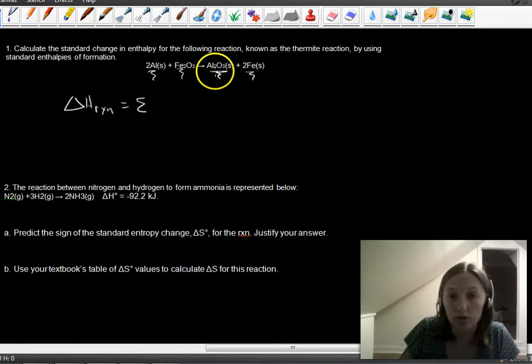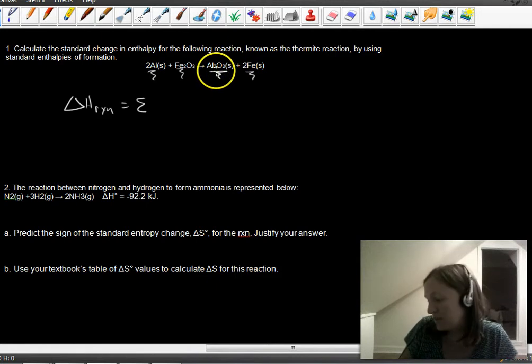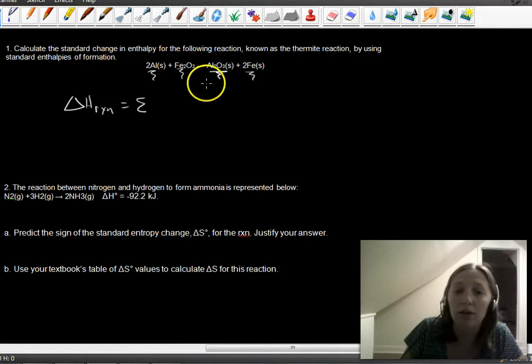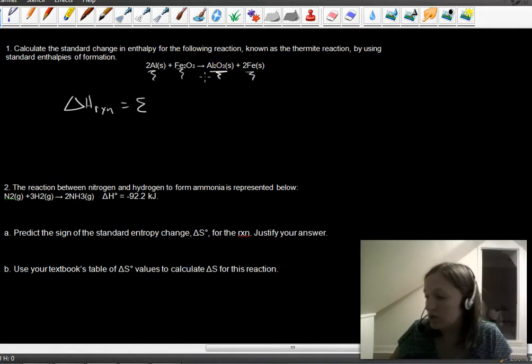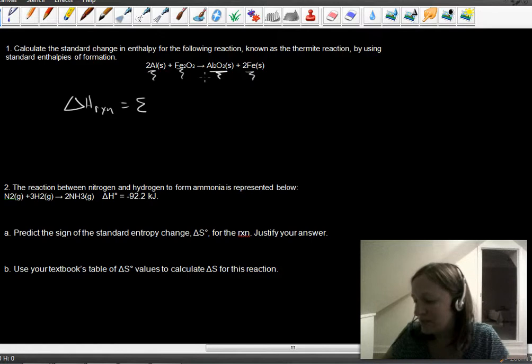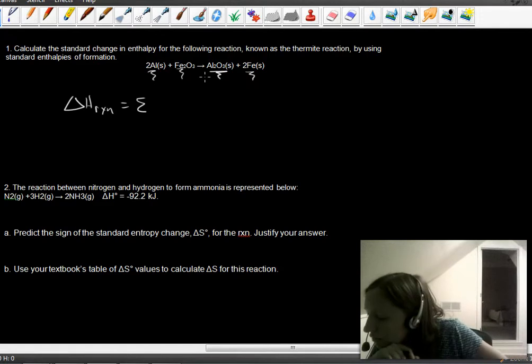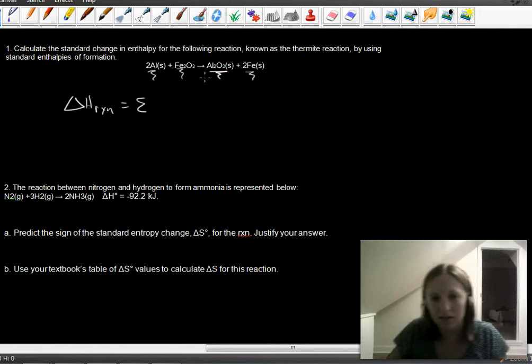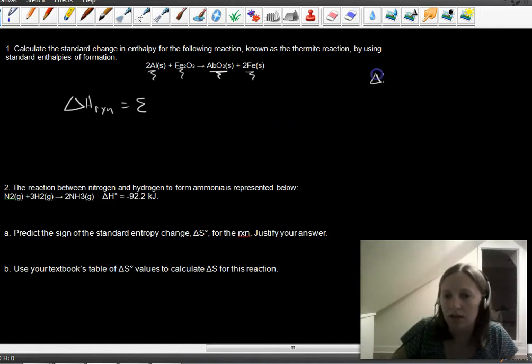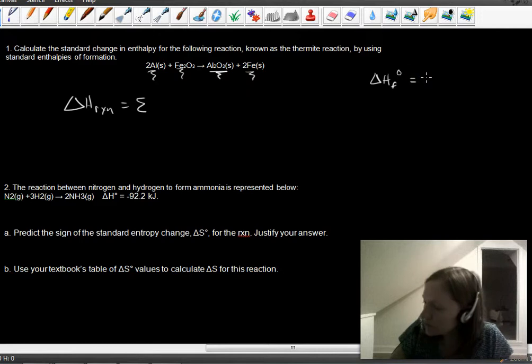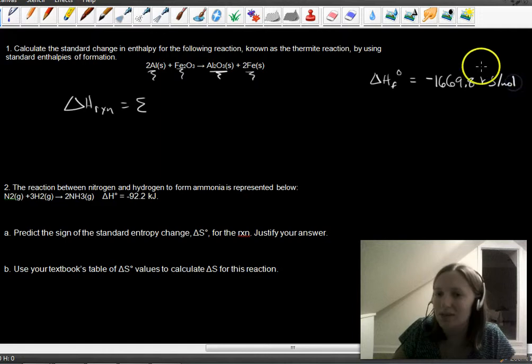So now I'm going to go to Appendix C in my textbook, which in the Brown textbook is page 1112. And I'm going to look up the standard enthalpy of formation for aluminum oxide. Aluminum oxide. There it is. It says that the delta H f for aluminum oxide is equal to negative 1,669.8 kilojoules per mole. Notice that it's kilojoules.